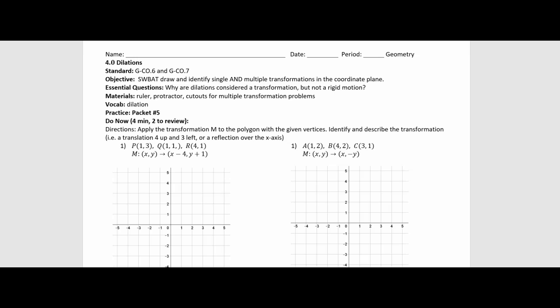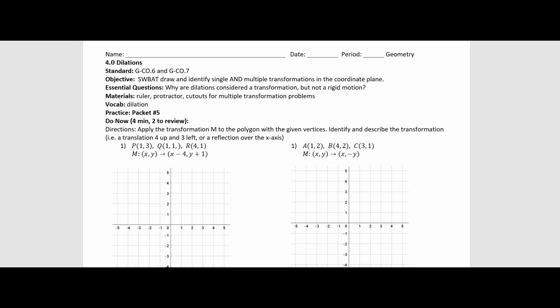Today we're starting a new unit. It's going to mainly focus on similar triangles, but before we get to similar triangles, we have to talk about how similar triangles are created. And that's going to be through another type of transformation, dilations.